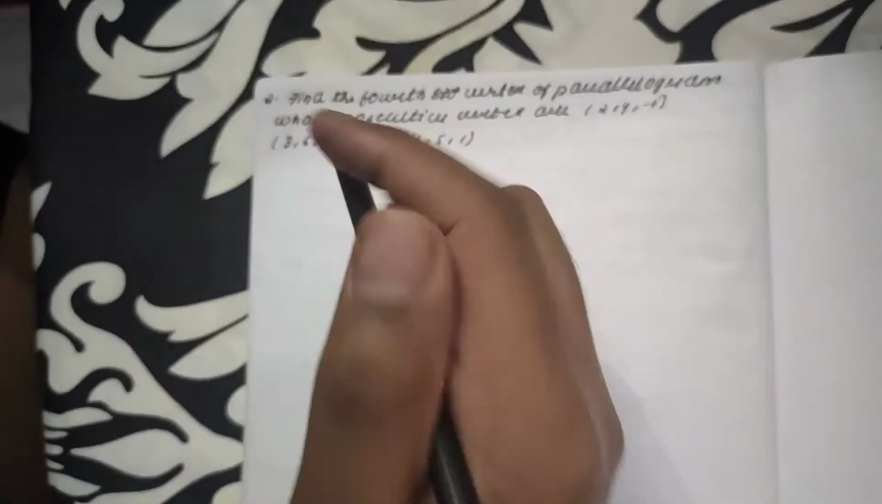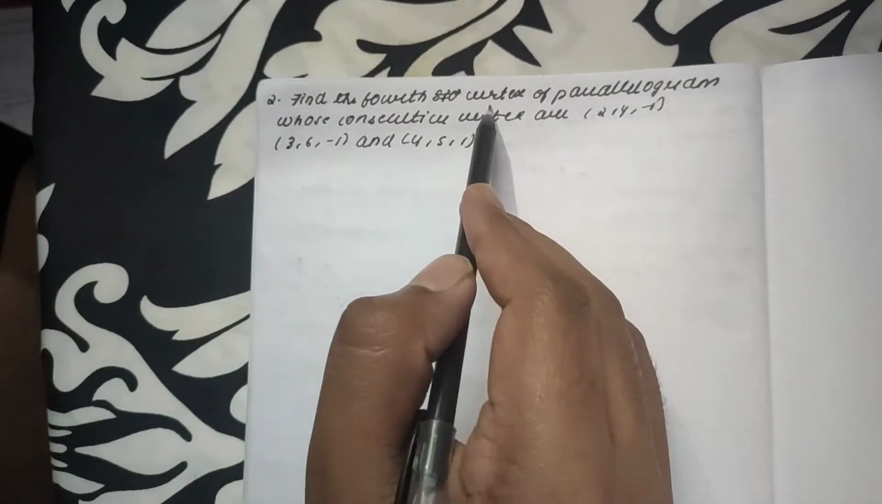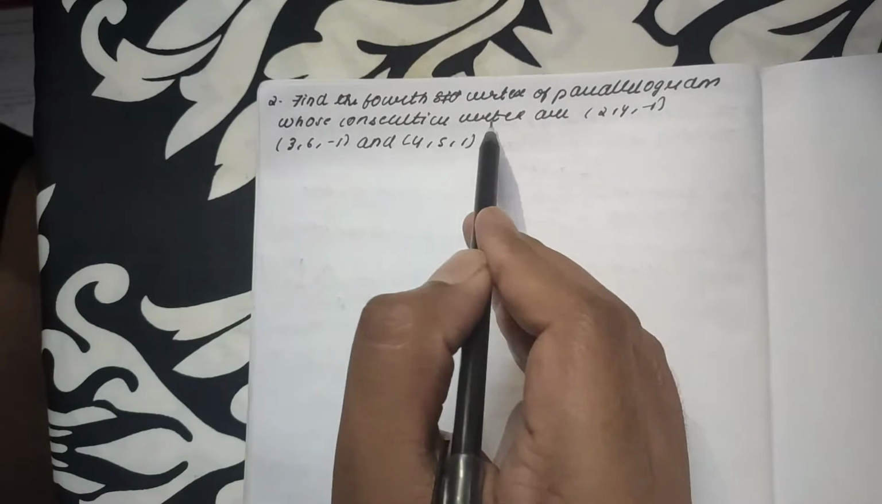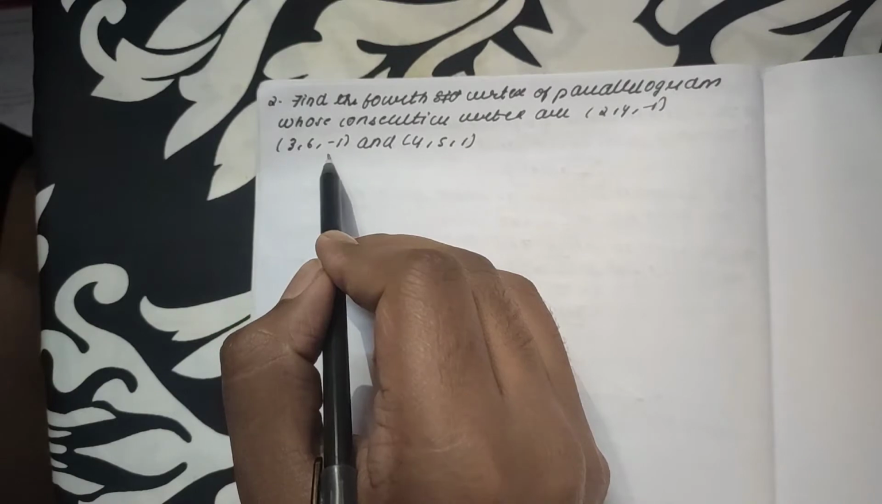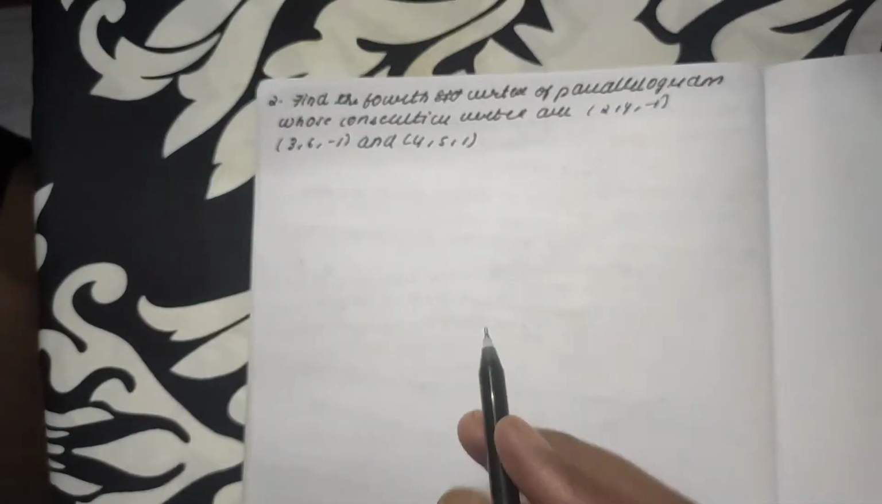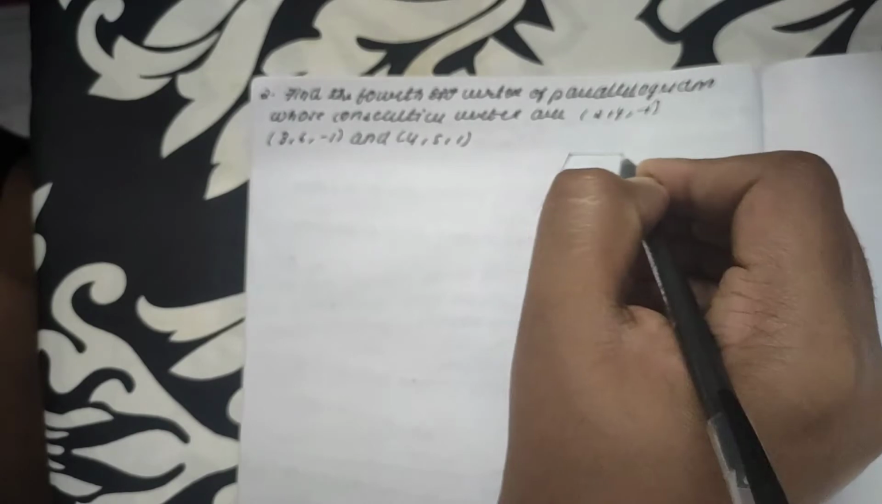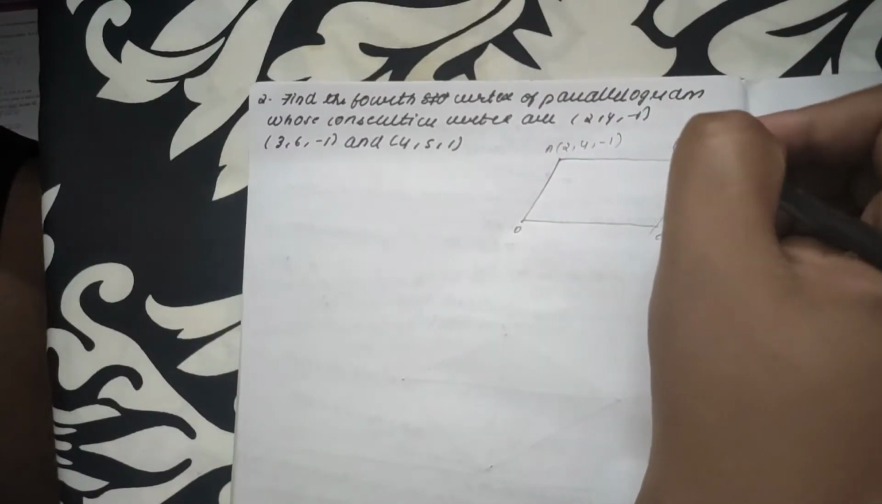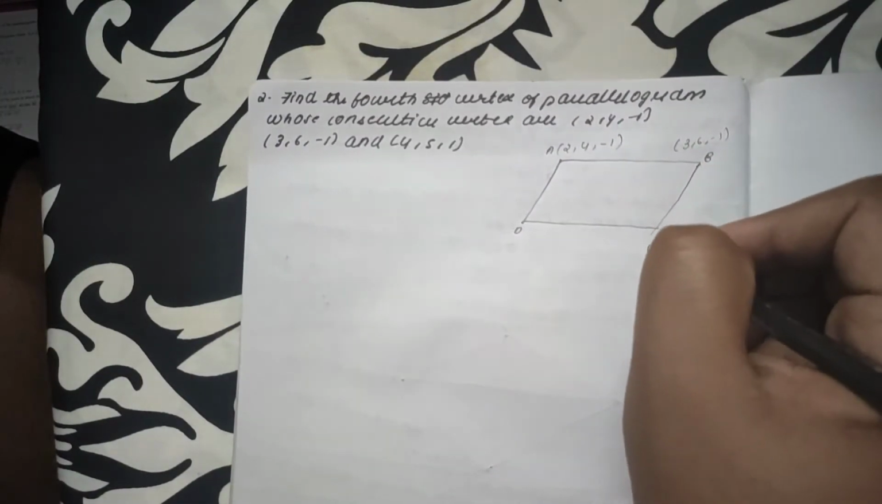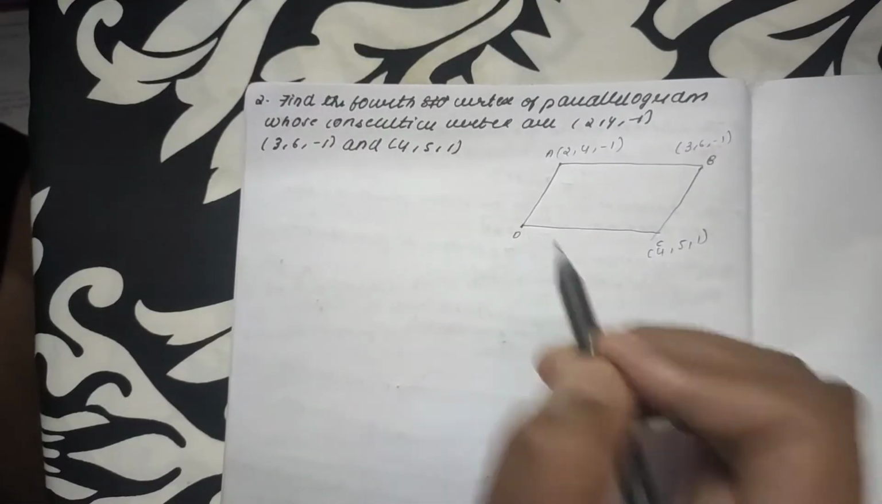So let's go to the next sum, which is find the fourth vertex of a parallelogram whose consecutive vertices are 2 comma 4 comma minus 1, 3 comma 6 comma minus 1 and 4 comma 5 comma 1. Let's draw a parallelogram ABCD. We know the value of A to be 2 comma 4 comma minus 1, B to be 3 comma 6 comma minus 1, and C to be 4 comma 5 comma 1. And we have to find the vertex D.